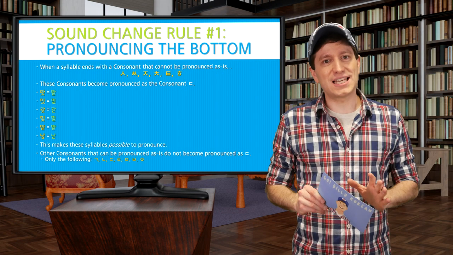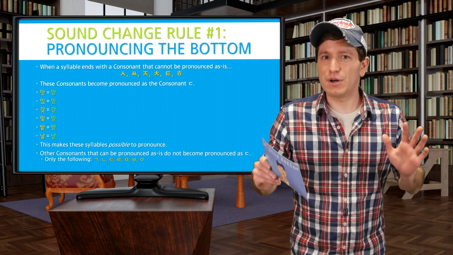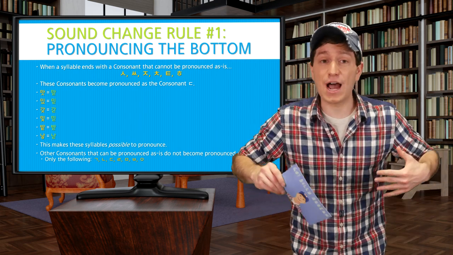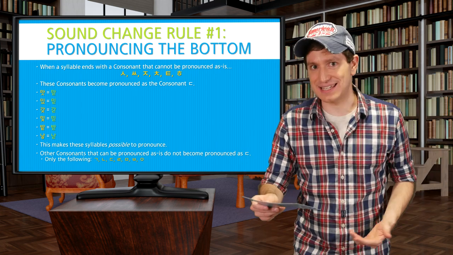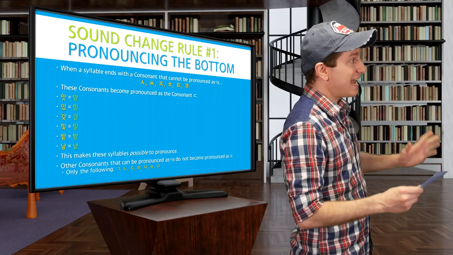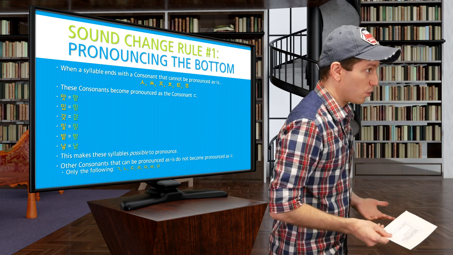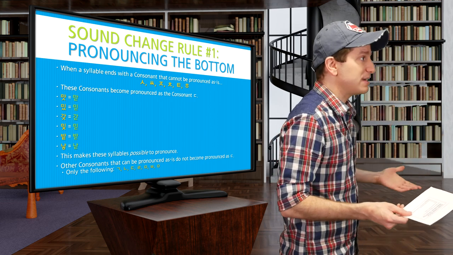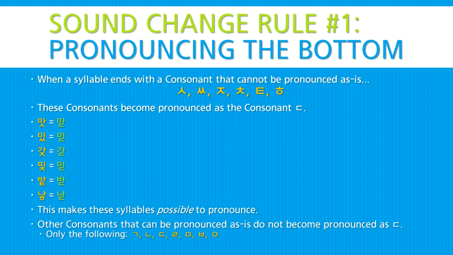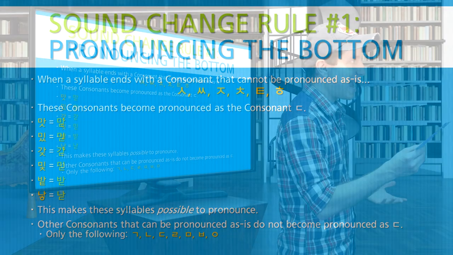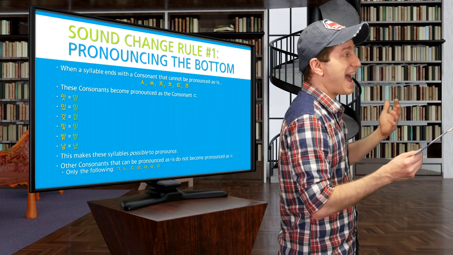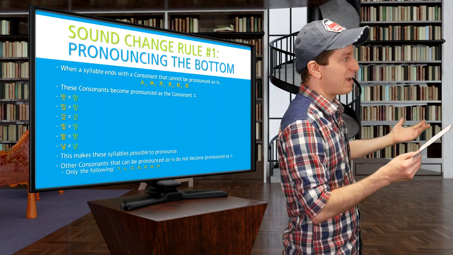This rule makes these syllables not just easier to pronounce, but also possible for you to pronounce without adding in extra vowels that don't exist. And any other consonant at the end of a syllable that can be pronounced normally without adding any vowels can be. So those are these ones. 기억, 니은, 디귿, 리을, 미음, 비읍, 이응. You can read those as normal at the end of a syllable without changing anything because they can just be pronounced as is without having to add in any extra vowel sounds.